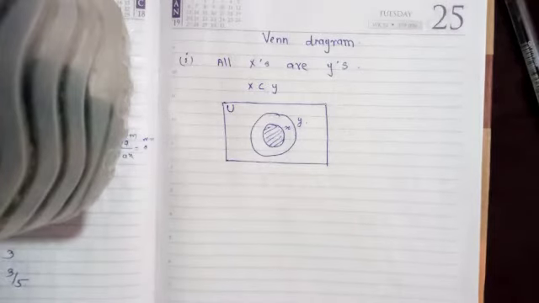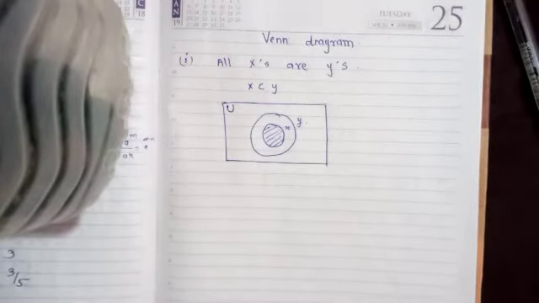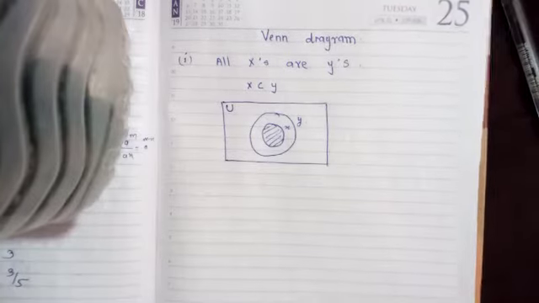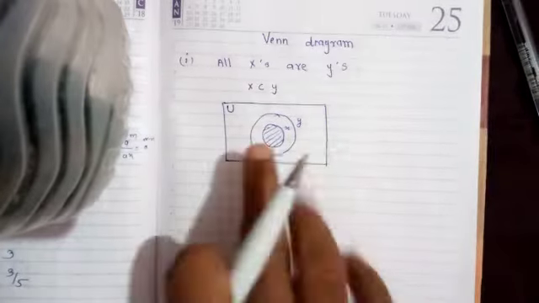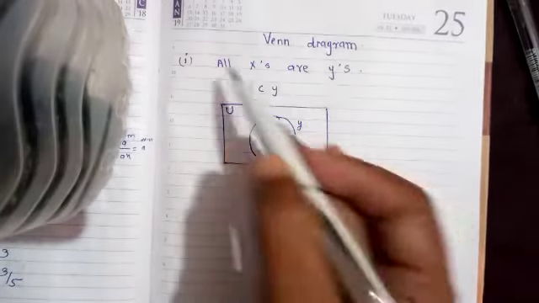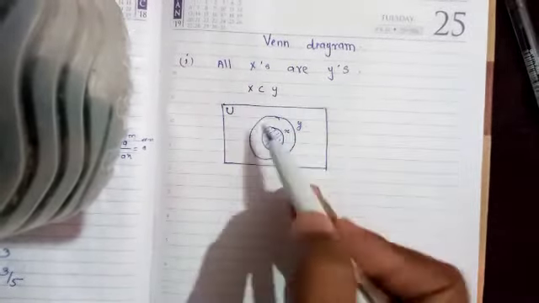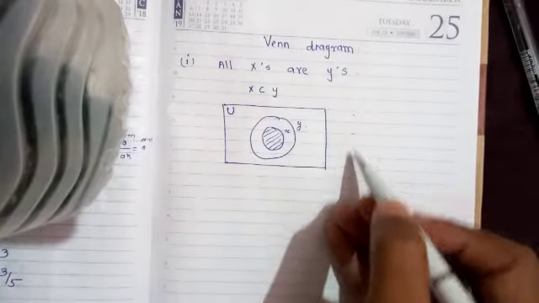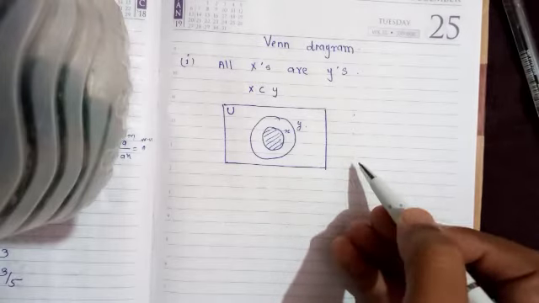So if the question is starting with "all," or from the question you get the hint that all the elements of the first part are belonging to the second part, then you can say that this is an example of "all x are y's," and you can draw this type of Venn diagram. And here you have to define U, x and y. What is x, what is U, and what is y.